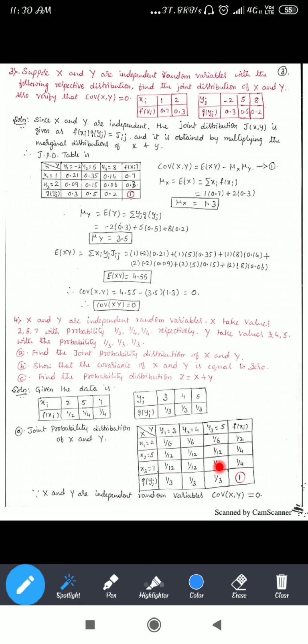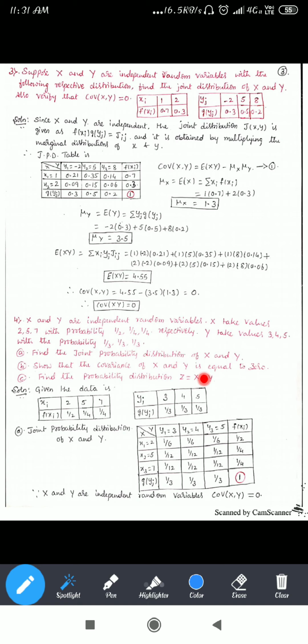Next, second one is to show that the covariance is zero. Same thing, we did covariance here also. If you solve for covariance, you will get 0. That is also possible. The main thing is the third one: find the probability distribution of z equal to x plus y. So first we have to write what all values you will get for x plus y.